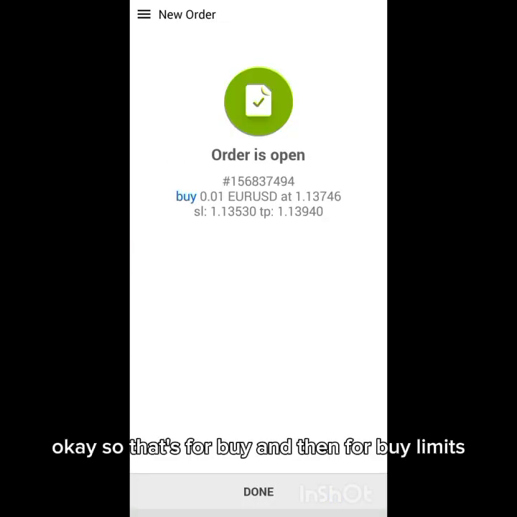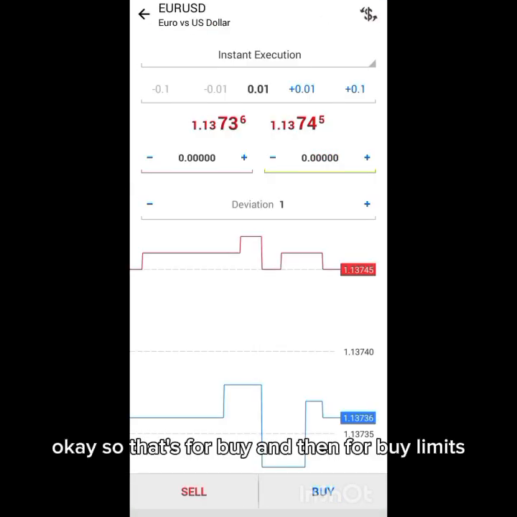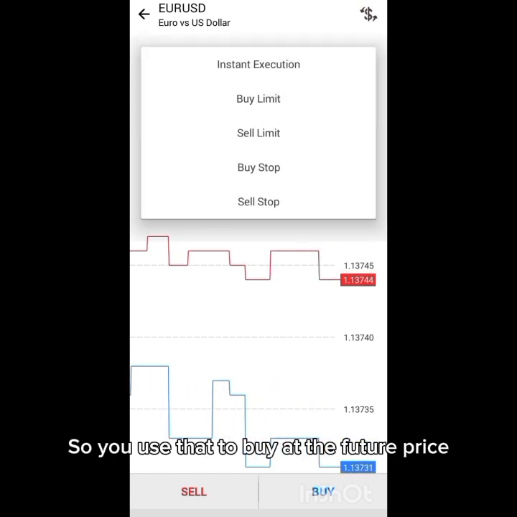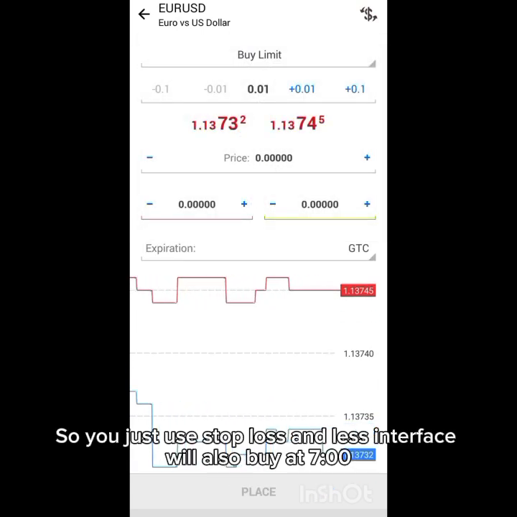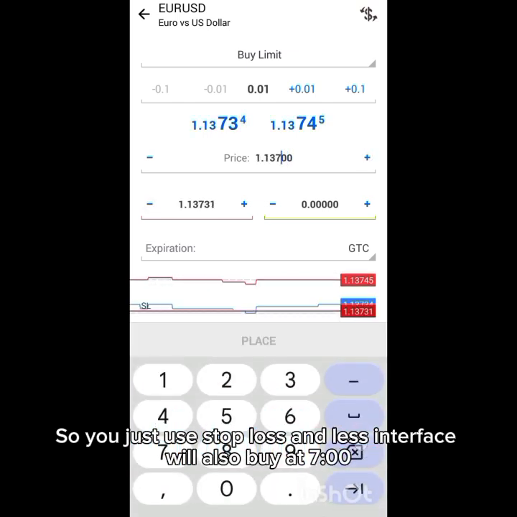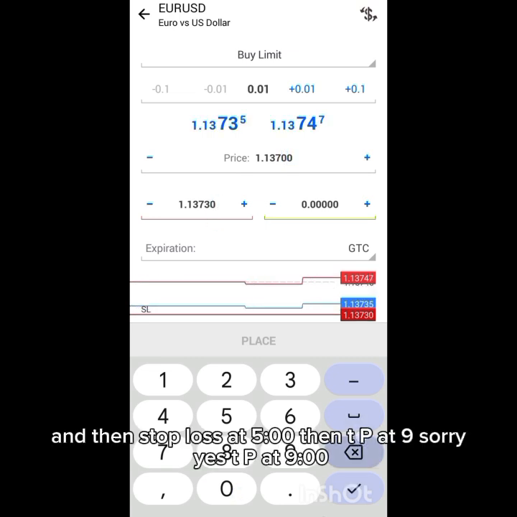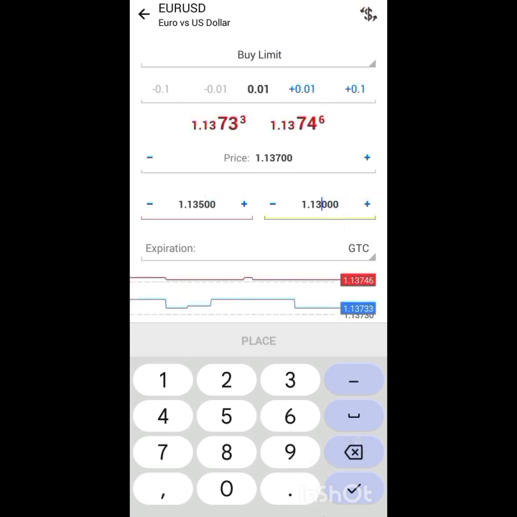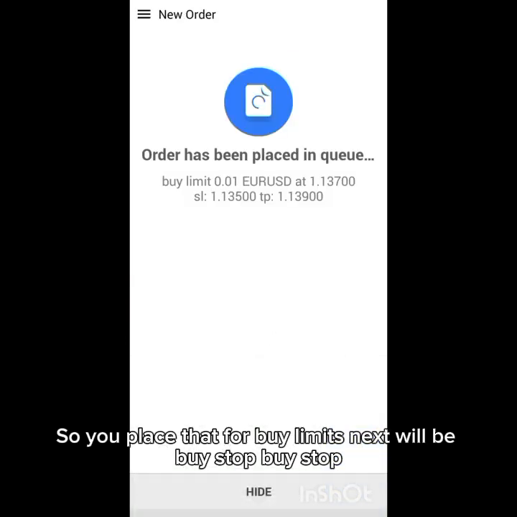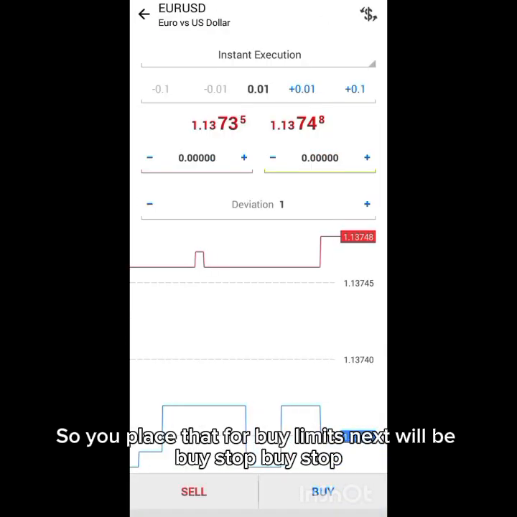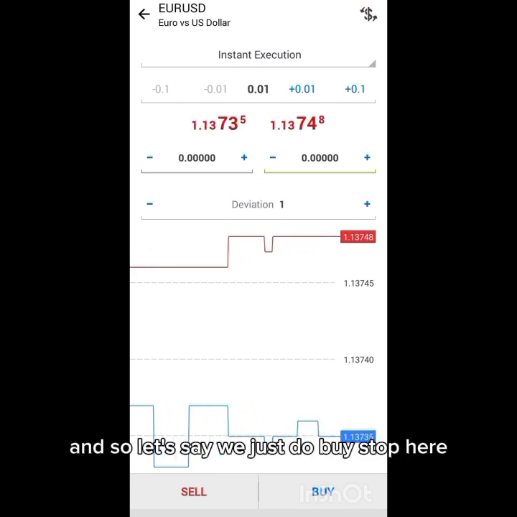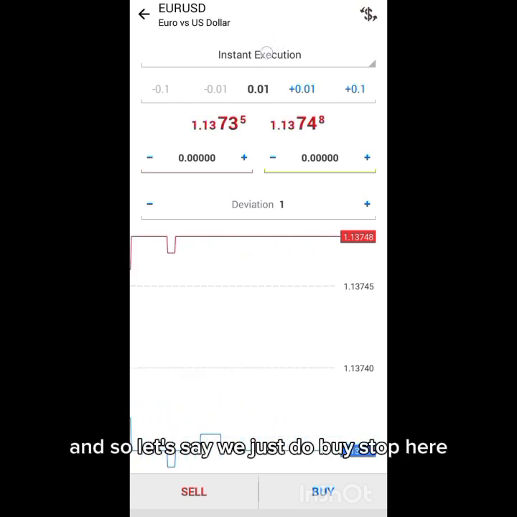Okay, so that's for buy, and then for buy limits, you use that to buy at a future price lower than the current price. So you just use stop loss. Let's enter first. Well, let's say we buy at 70, and then stop loss at 50, and then TP at 90. So you place that for buy limit. Next, it will be buy stop. Buy stop, you want to buy at a future price higher than this. So let's say we just do buy stop here.